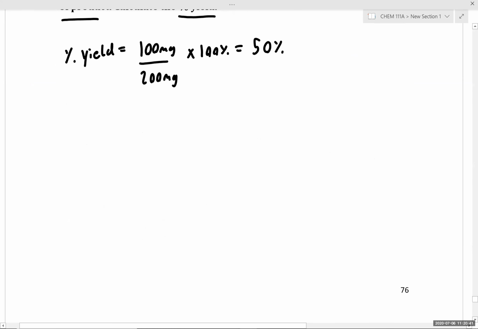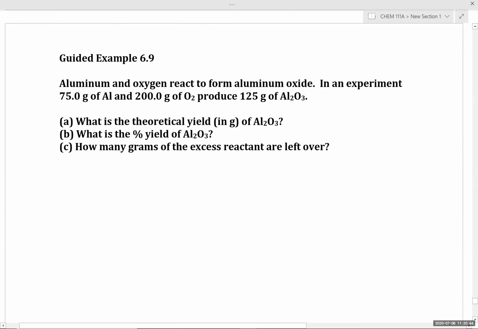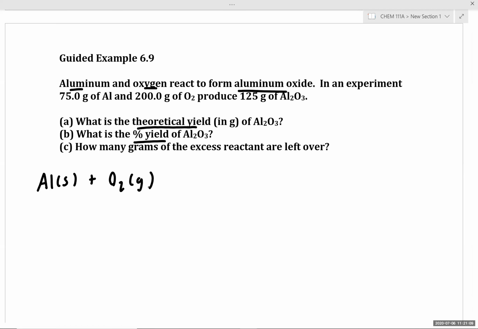Perfect. So let's do an example together this time where we calculate the theoretical yield and the percent yield for a reaction. So aluminum and oxygen react to form aluminum oxide, okay? So first I'm gonna write my chemical equation, aluminum solid, oxygen gas. Does this make sense so far? Does everyone get where I got those two formulas for aluminum and oxygen? Does that make sense to everyone?